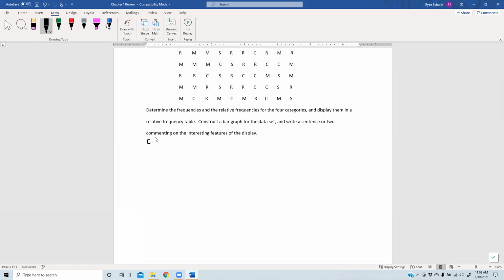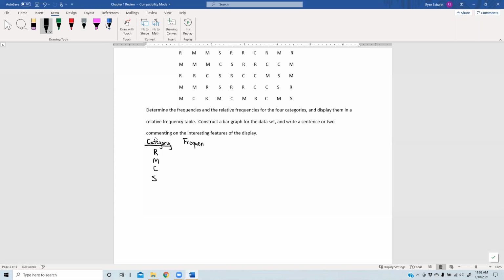So for our categories, we're just going to keep it simple. You can write out the full name of the door. I'm just going to use the letters they give us. So R, M, C, and S. Those are our categories. Then we want to get frequency.